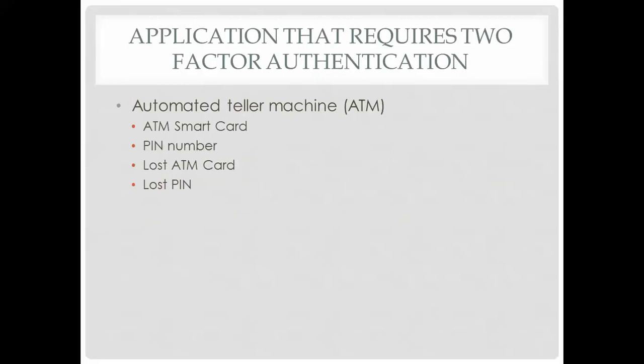An example of an application that requires two-factor authentication is the automated teller machine, in which the system requires two items: an ATM smart card and the personal identification number, PIN. In case of a lost ATM card, the user's accounts are still safe. Anyone who finds the card cannot withdraw the money as they do not know the PIN. Same is true if the attacker has only the PIN and doesn't have the card.